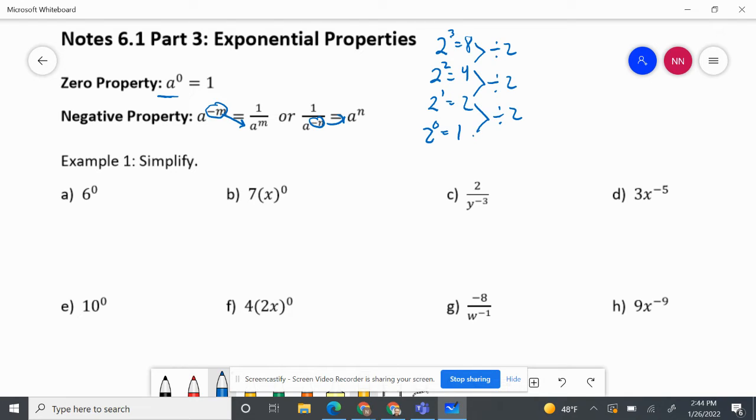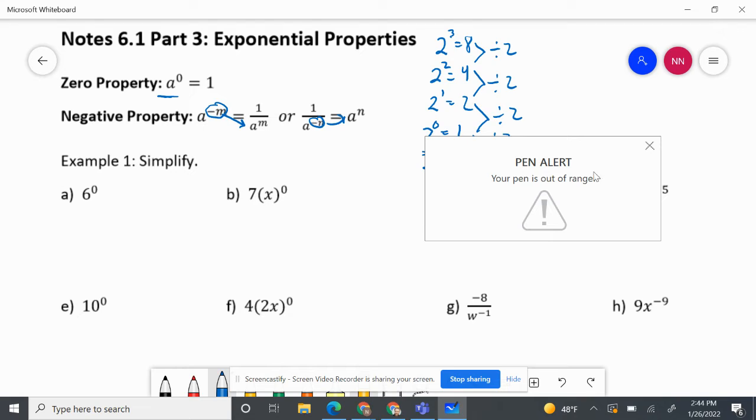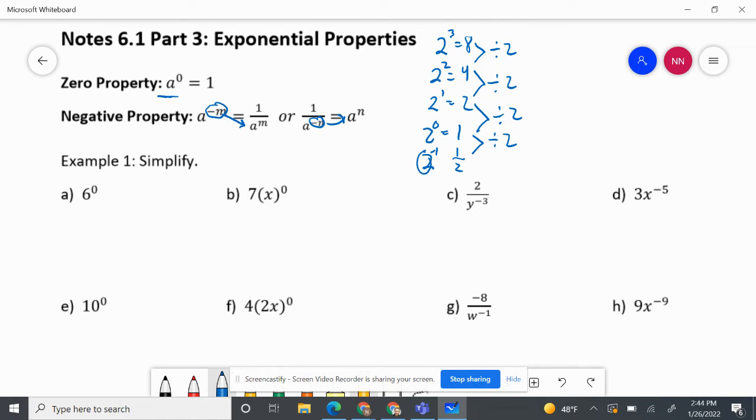Also, if we continue this, if we divide by 2 again, and we divide 1 by 2, what we get is 1/2, meaning that 2 to the negative 1 becomes 1/2. So we see that the numerator now becomes the denominator. And that's why these two properties exist.